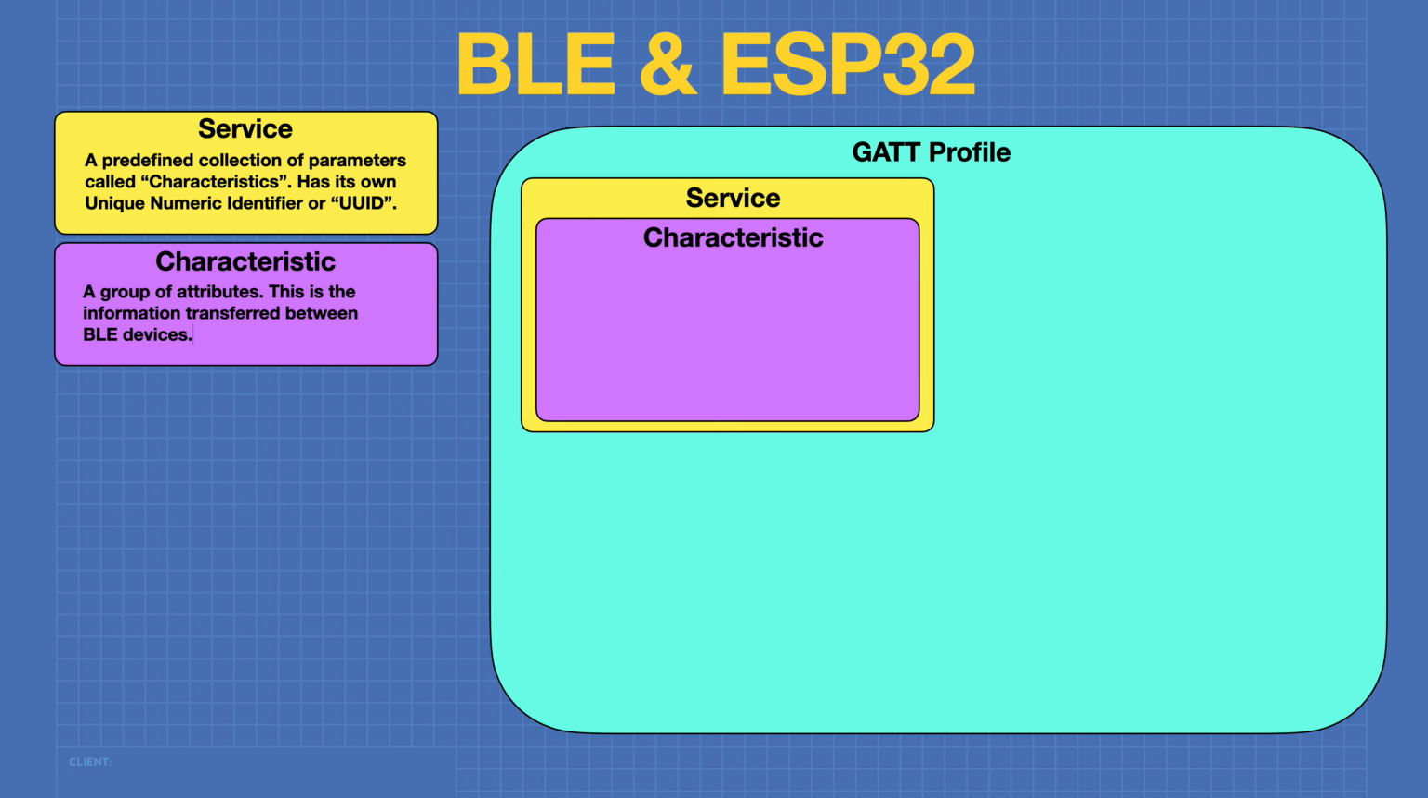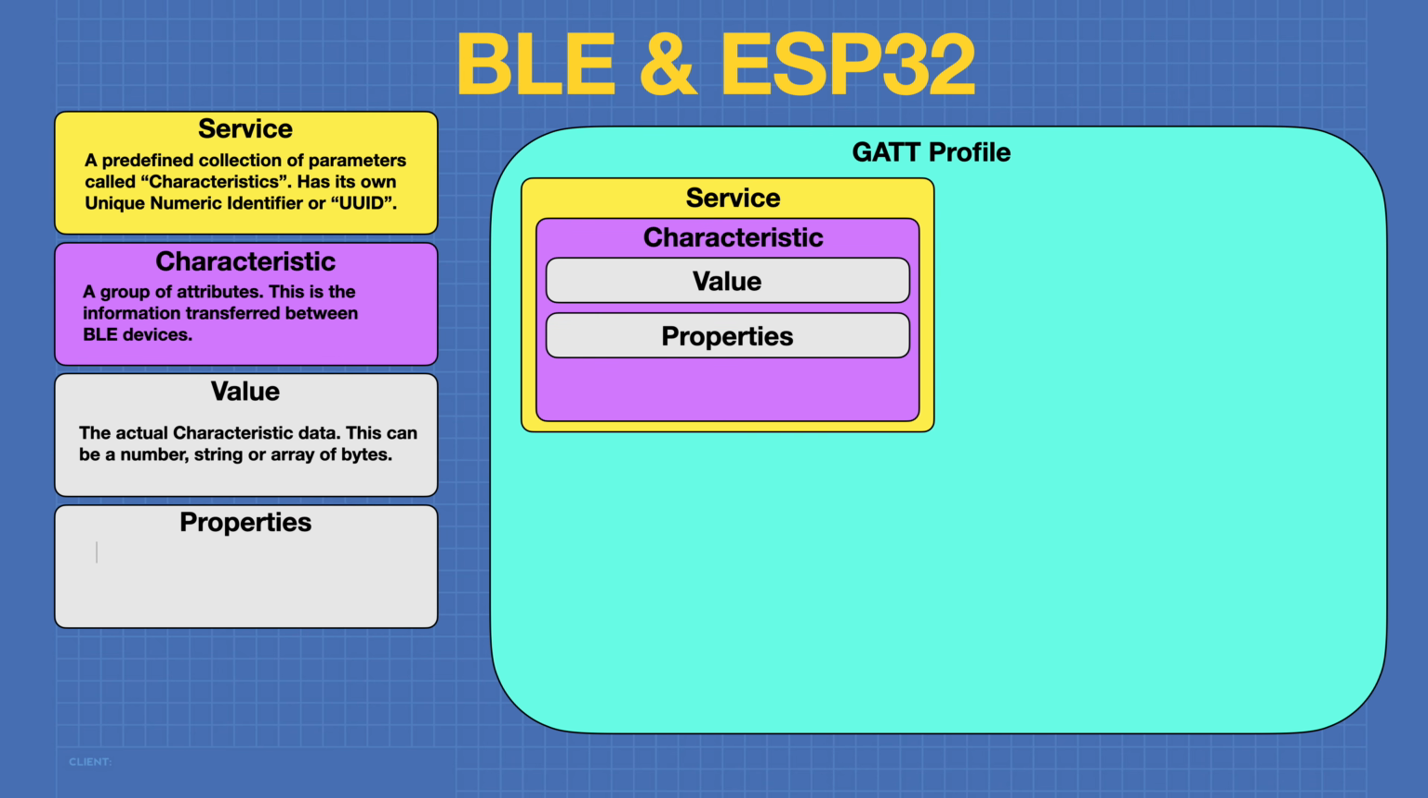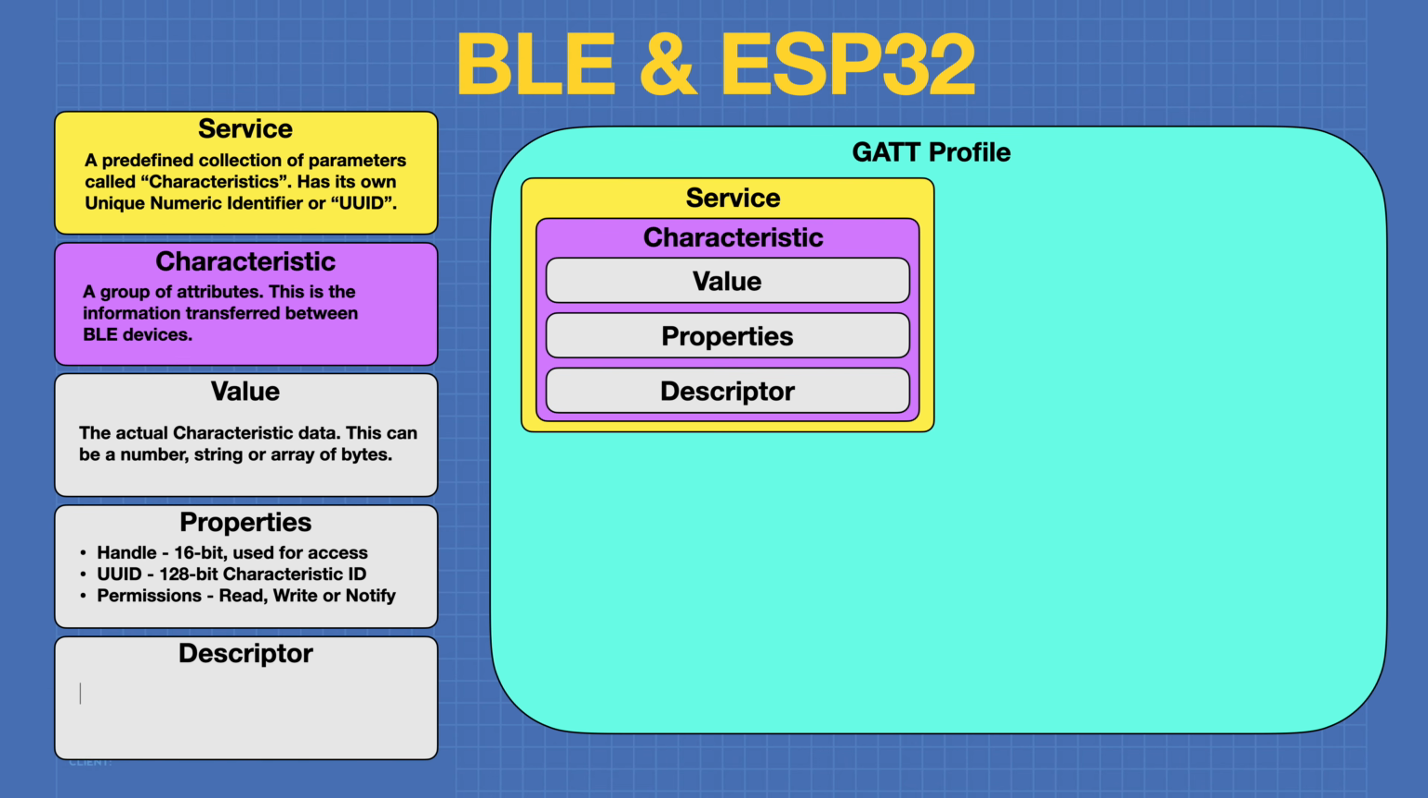The characteristics are actually the data that is being transferred via BLE, and it has a number of components as well. The value component of the characteristic is the actual characteristic data. It can be a number, a string, or an array of bytes. The property component actually has three subcomponents: a handle, which is a 16-bit number used to access the characteristic, the characteristic's UUID, and the characteristic's permissions. Another component of the characteristic is the descriptor, and this contains additional information or configuration options for the characteristic.